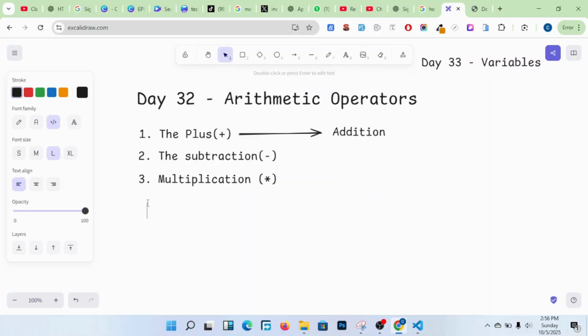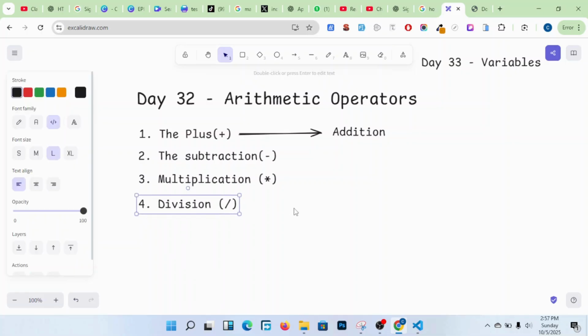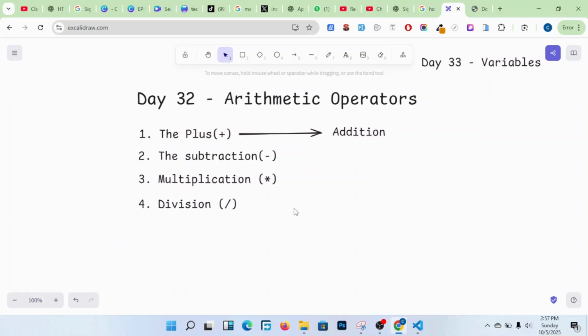Now we have another one that is called division. Okay? You know how to add, you know how to divide. And division, we normally use the slash to divide. So members, this one is there, and you can see the division is there. So we are now going to this one, division.